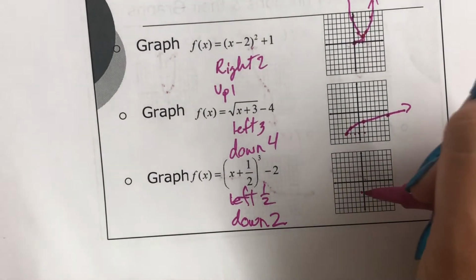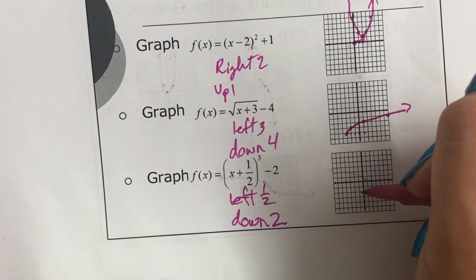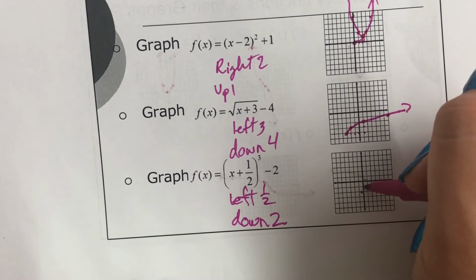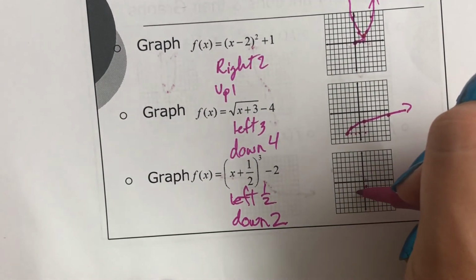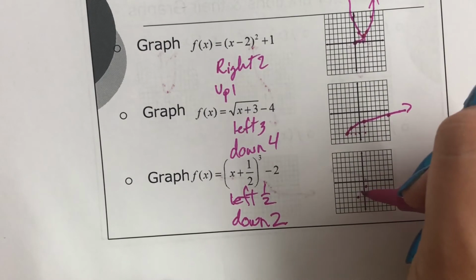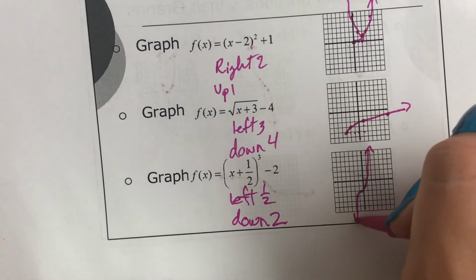All right, so normally I go over 1, up 1, because 1 cubed is 1. So I start here, I go over 1, so I'm at positive a half, up 1, negative 1. Okay, and then I go over 1, so I'm at -1 and a half, down 1. Okay, and I can just make my cubic from here. 3 points is what I require.